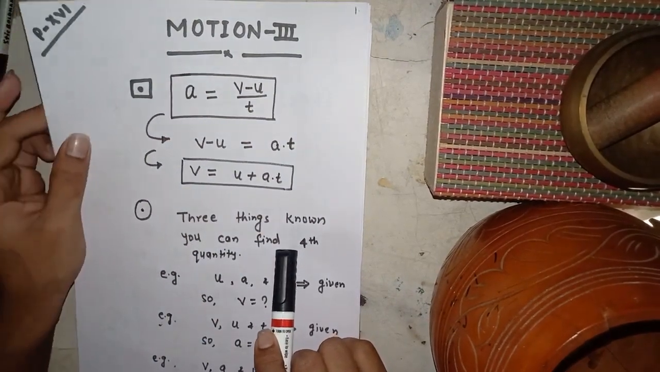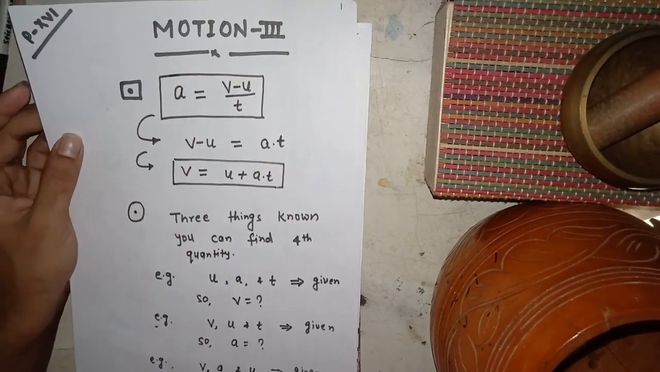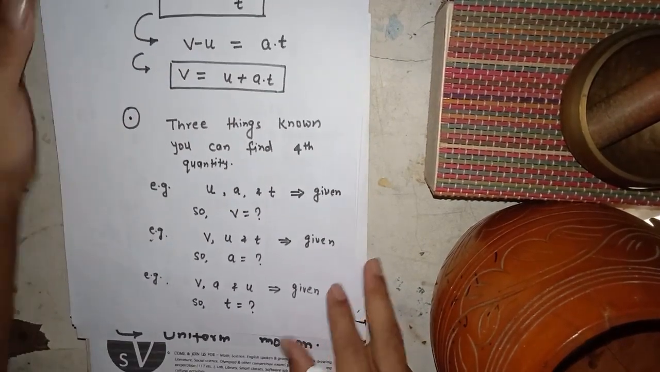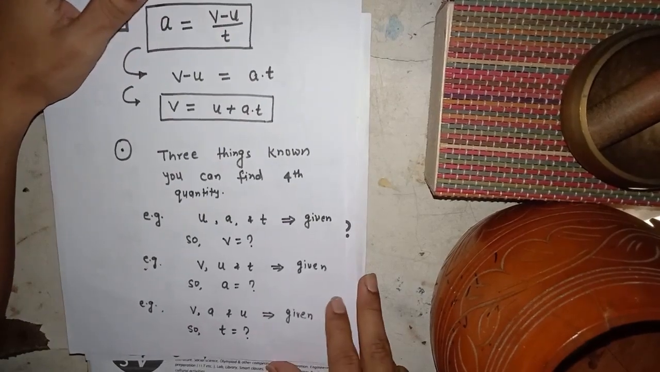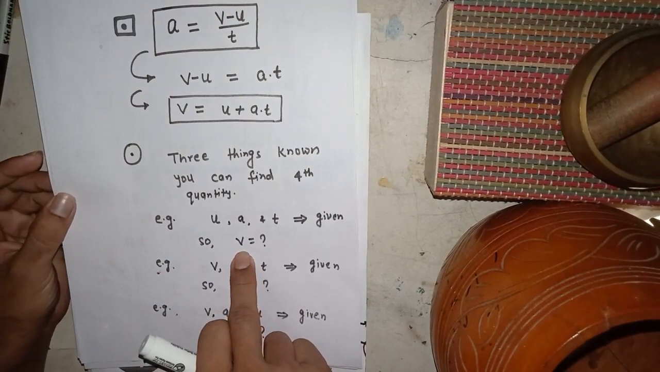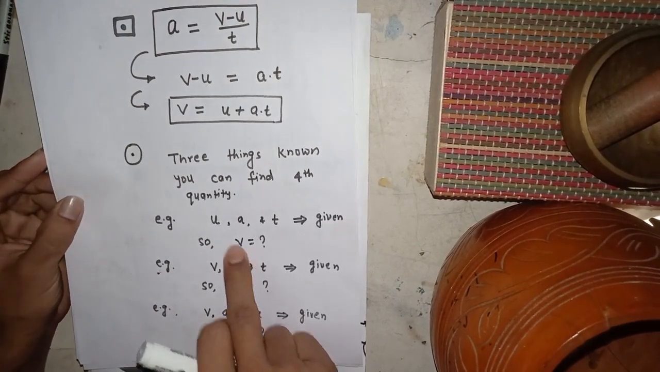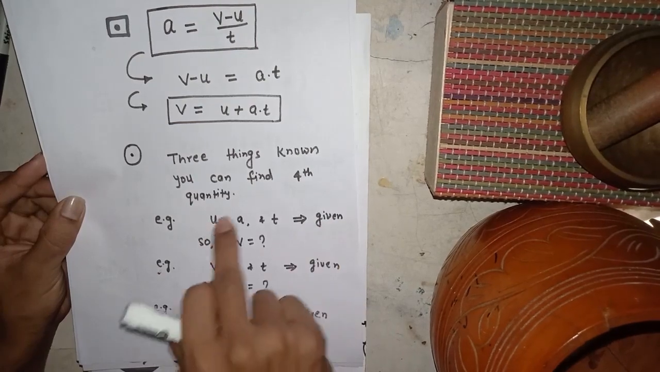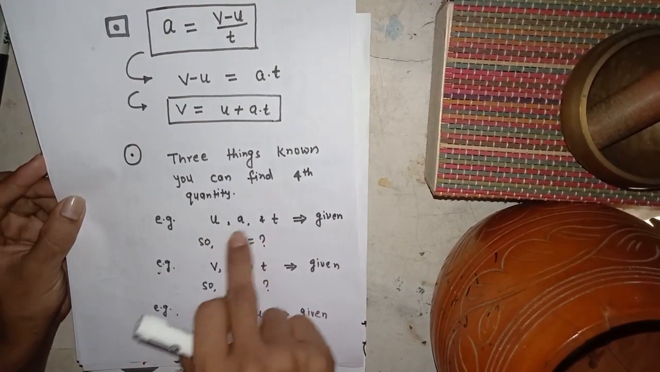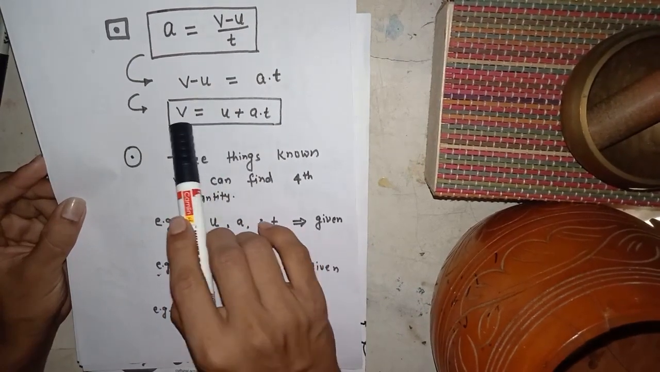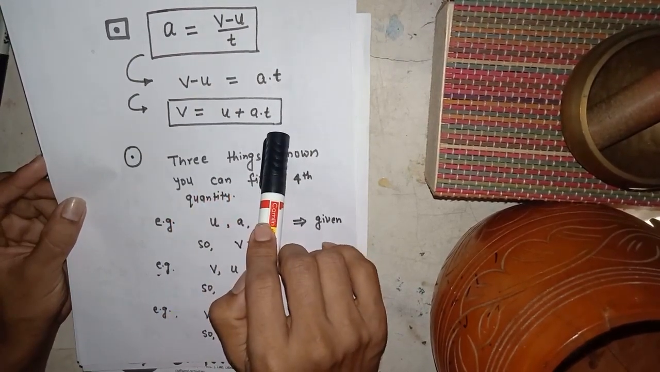So if v is not known but u, a and t are given or known, then you can find v by the relation I have already written. v is equal to u plus at.